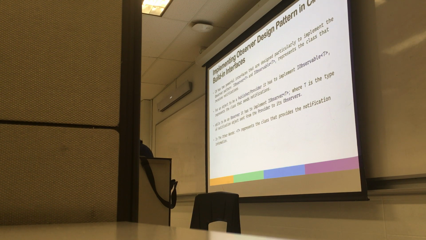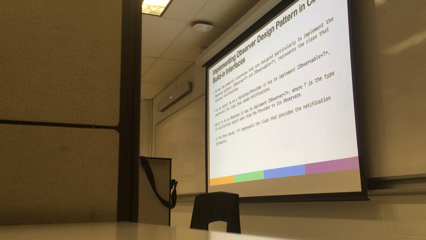IObserver of T. What is the observer? Observer is the interface used to implement the observer, the object at the low level. Observers are watchers, listeners. So IObserver is used to implement the watchers. What is the T here? T is a generic data type.